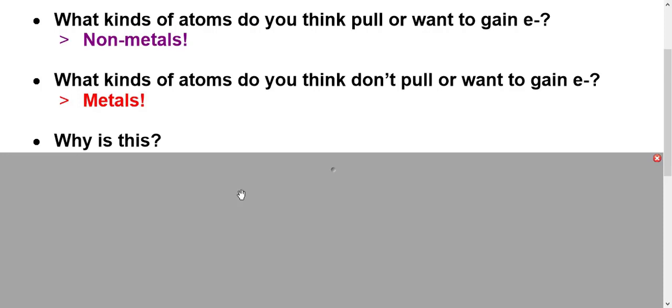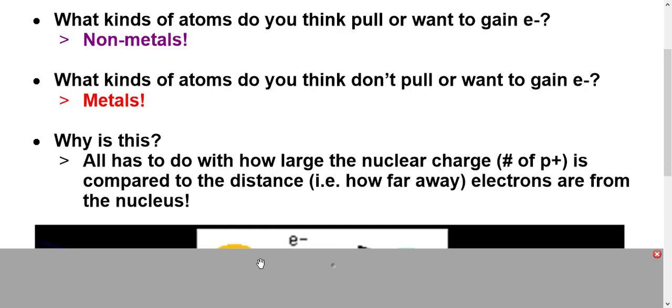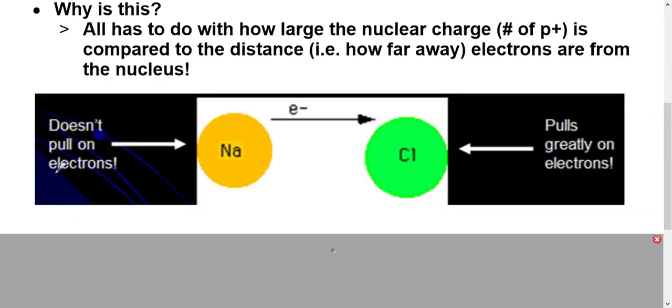Let's talk about why. It all has to do with how large the nuclear charge is, the number of protons, compared to the distance electrons are from the nucleus. So it's those two concepts we've been talking about this whole time. If we look at a sodium atom, it doesn't pull an electron. It wants to lose an electron, okay? It wants to lose its one valence electron. It's going to have a low electronegativity.